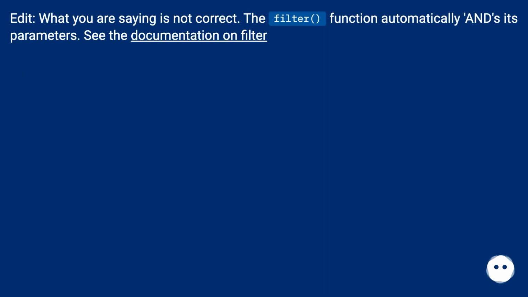Edit, what you are saying is not correct. The filter function automatically adds its parameters. See the documentation on filter.